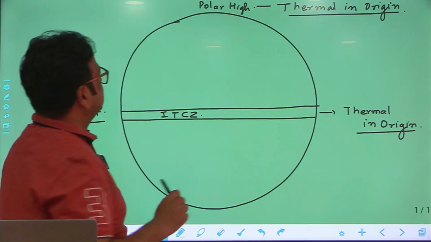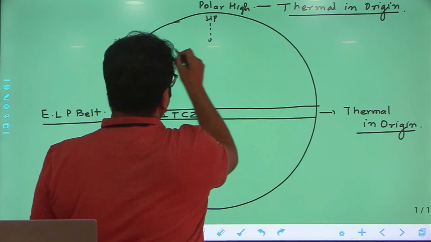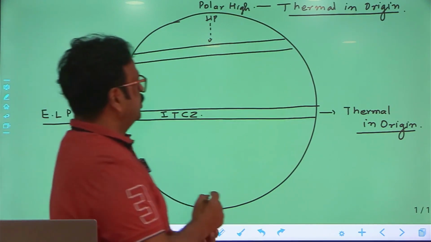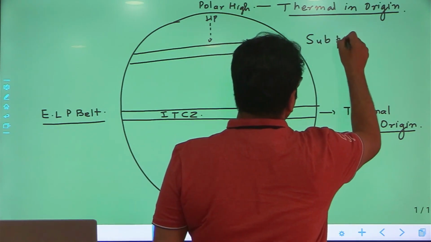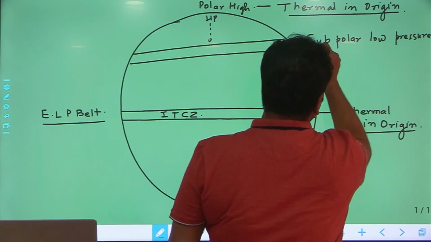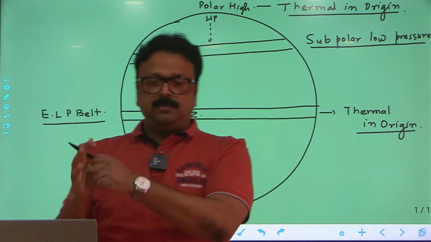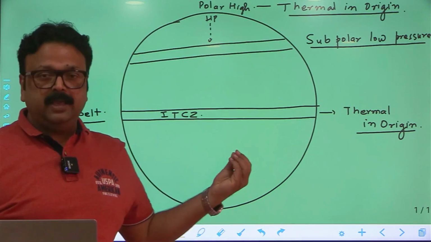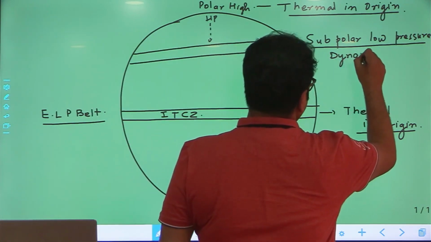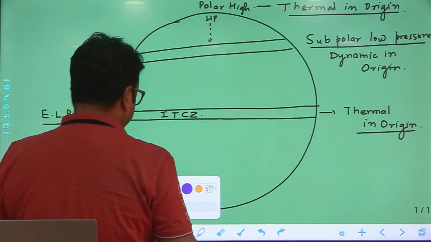Apart from it, when there is high pressure over here, air will start moving from high pressure to low pressure. And that's why there is genesis of another pressure belt, which is called the subpolar low pressure belt. This subpolar low pressure belt is because of movement of air, because polar easterlies are moving from the polar high pressure belt to the low pressure area, and that's why the subpolar low pressure belt is dynamic in origin.